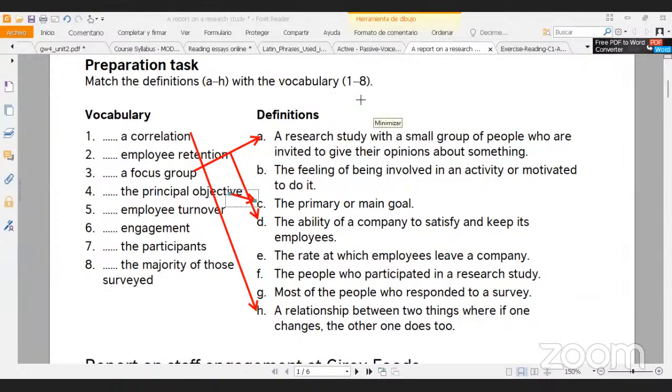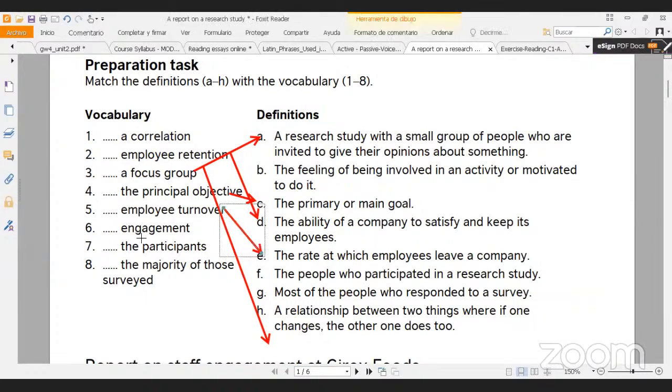Joanna, can you hear me? Just a check. Turnover. Okay, the rate at which employees leave a company, A? Yes, that's correct.